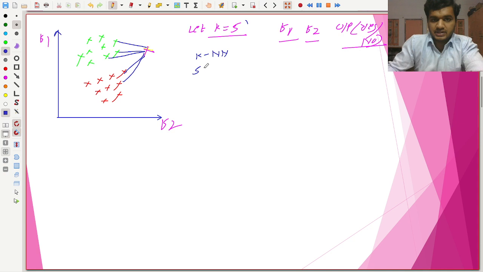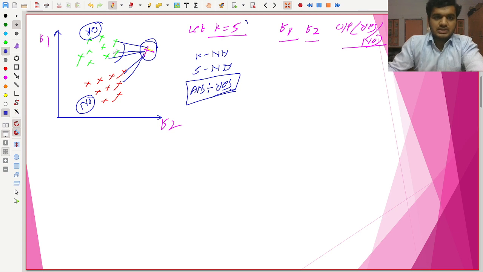In 5NN, that is in the 5 nearest neighbors of this data point, 3 are present in yes and 2 are no. So the majority is 3, and the answer is yes. The k nearest classifier is present in yes.